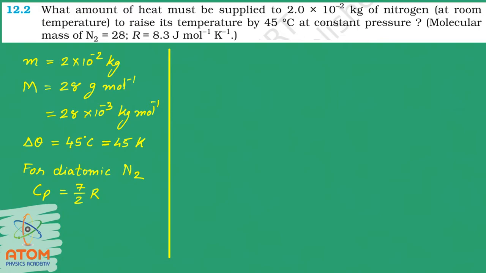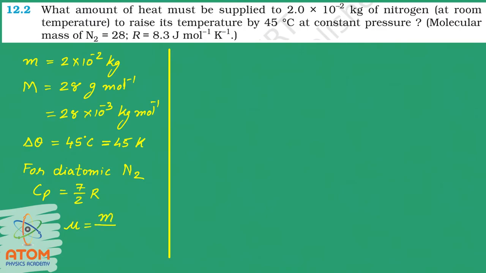This is not given here, but you have to remember because it comes in chapter 13. You will learn there in chapter 13 how Cp is 7 by 2 R. Here you have to just remember it. We will also require mole number, or say number of mole for nitrogen.